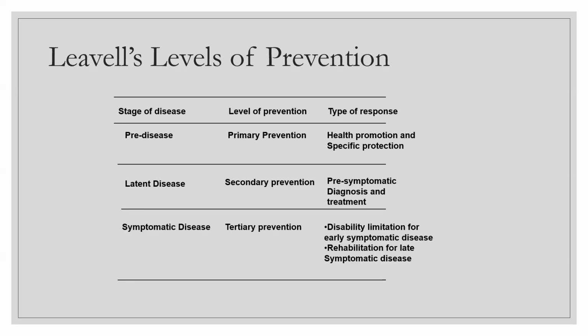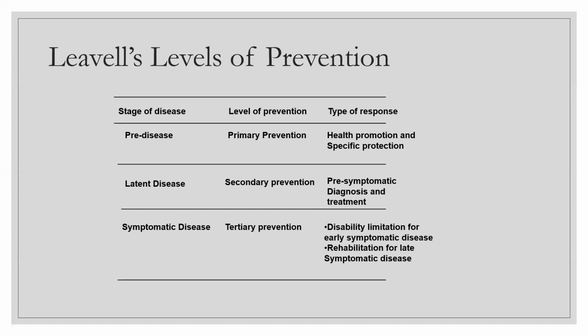So let's take it from primordial. Stage of the disease is pre-risk factor. Primordial level of prevention, stage of the disease is pre-risk factor, so pre-exposure. You can either say pre-risk factor or pre-exposure. That's primordial. The level of prevention is primordial. The type of response, the major type of response there, is health promotion.